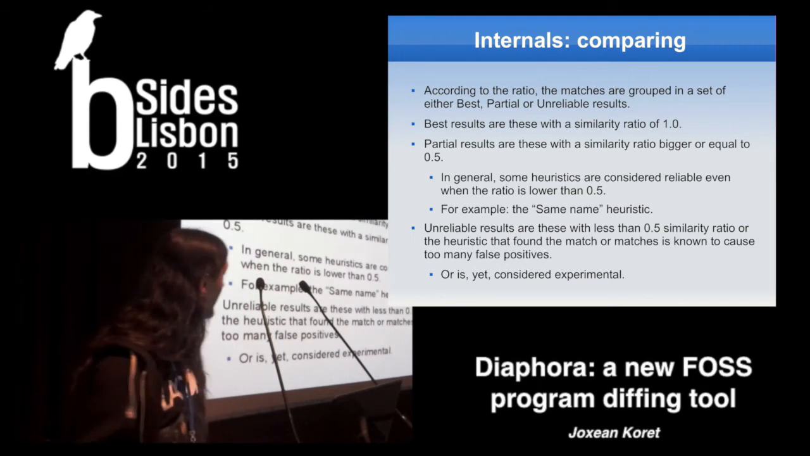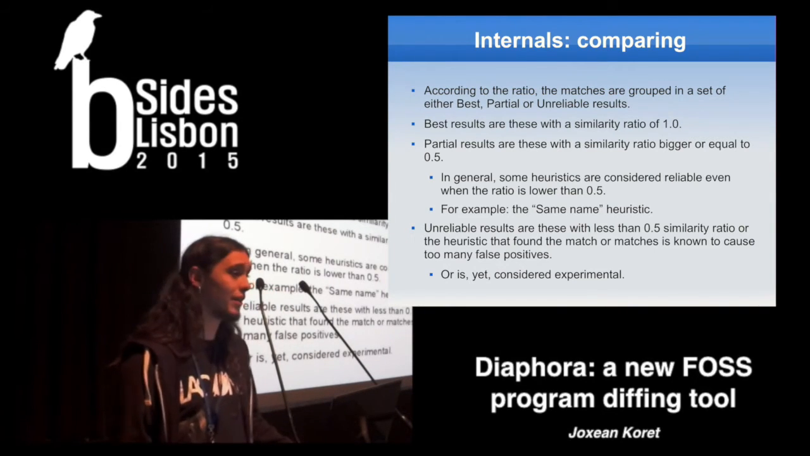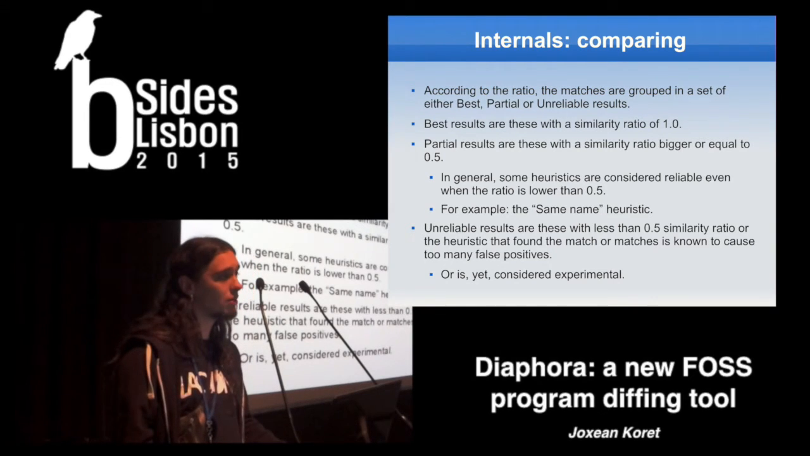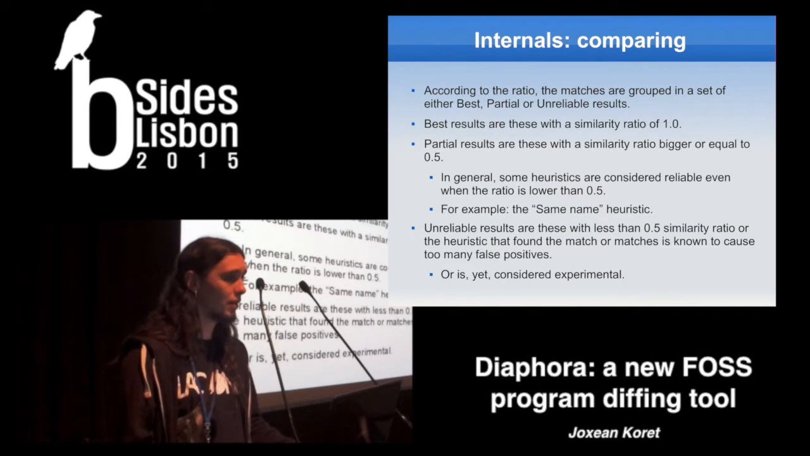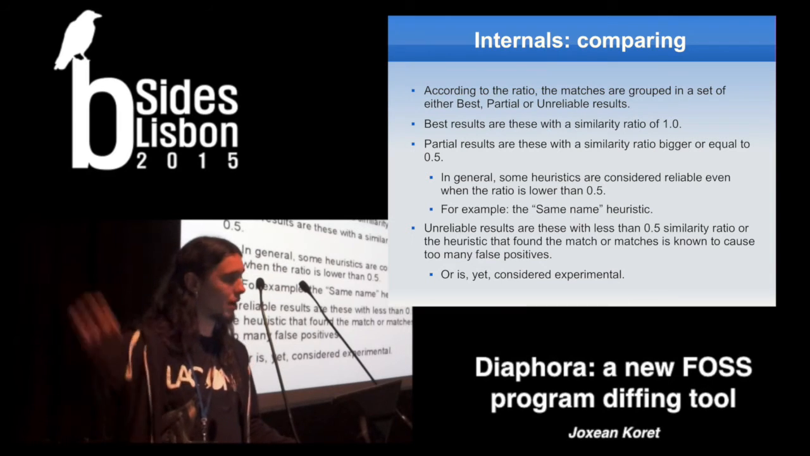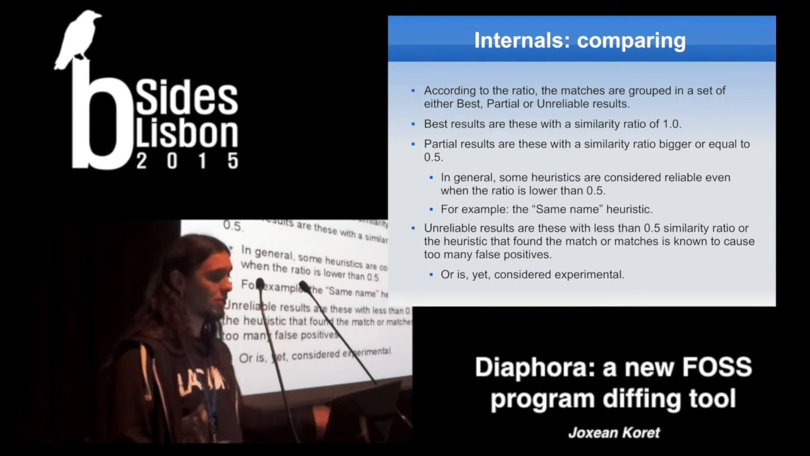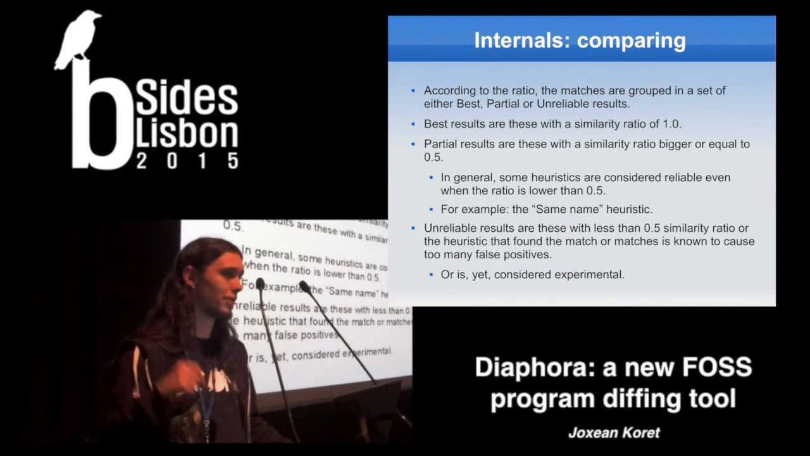Okay, then according to the ratio, the matches are grouped in a set of either best, partial, or unreliable results. The best results are those with a similarity ratio of 1.0. So, for example, if you are looking for how one vulnerability was fixed or patched, you simply need to ignore everything in the best matches window. Partial results are those with a similarity ratio bigger or equal to 0.5.